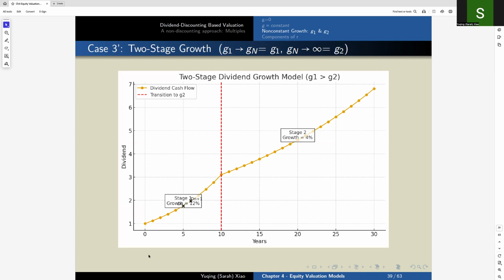A common special case of this is the two-stage growth model. Here we assume the company grows at one constant rate, say 20% per year, for a fixed number of years. Then after that period, it switches to a lower sustainable constant growth, like 5%.